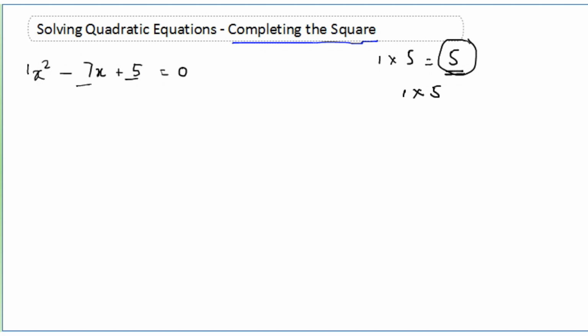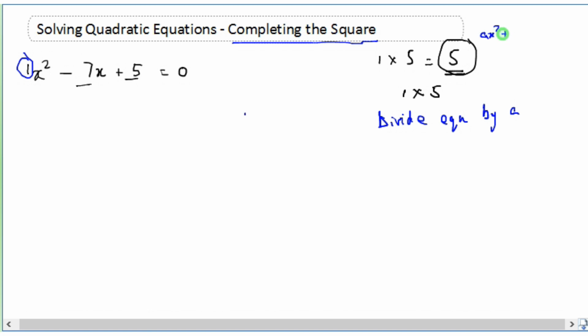The first step is to divide the whole equation by a. So let me write it also for you. Divide equation by a. Now we say a in this case is equal to 1. I hope you remember the standard form of any quadratic equation, which is ax square plus bx plus c is equal to 0. So this is what I mean by a, b and c. So here a is equal to 1, so if we divide the whole equation by 1 it remains unchanged, it remains the same. The second step is take c to other side.